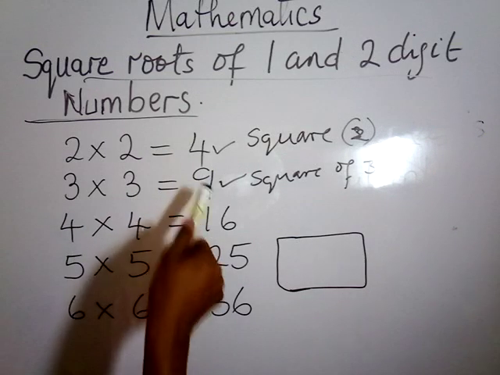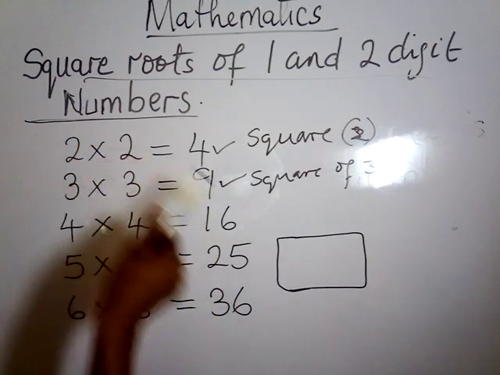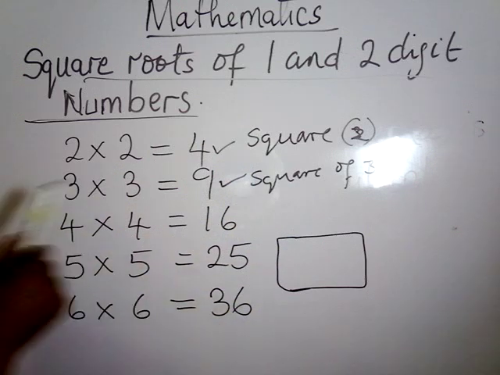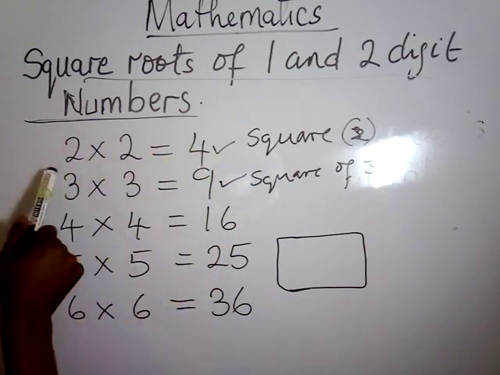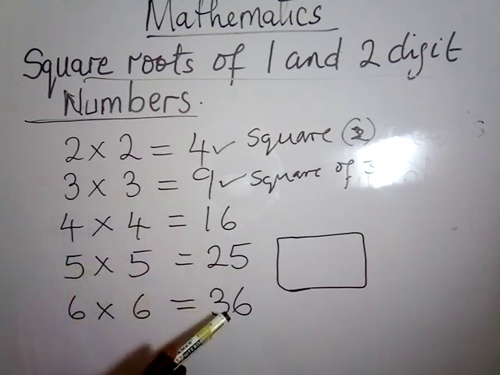So these numbers that are obtained when certain numbers multiply themselves are called squares of those numbers. So 4 is a square of 2, 9 is a square of 3, 16 is a square of 4, 25 is a square of 5, and 36 is a square of 6. Okay?